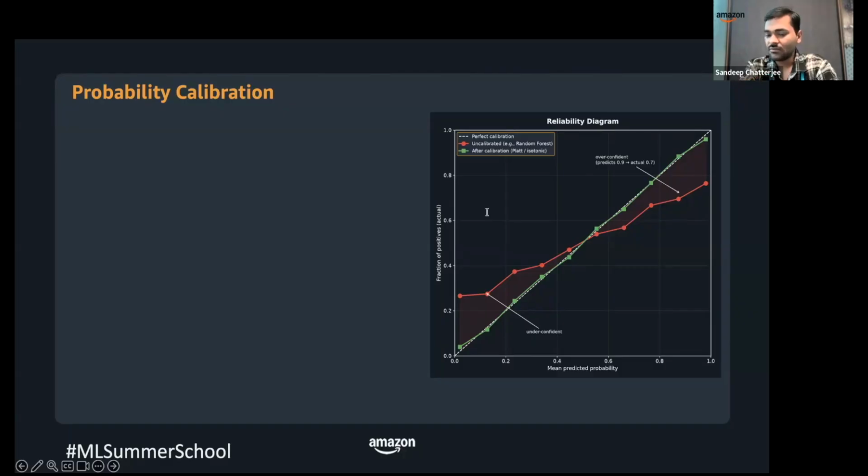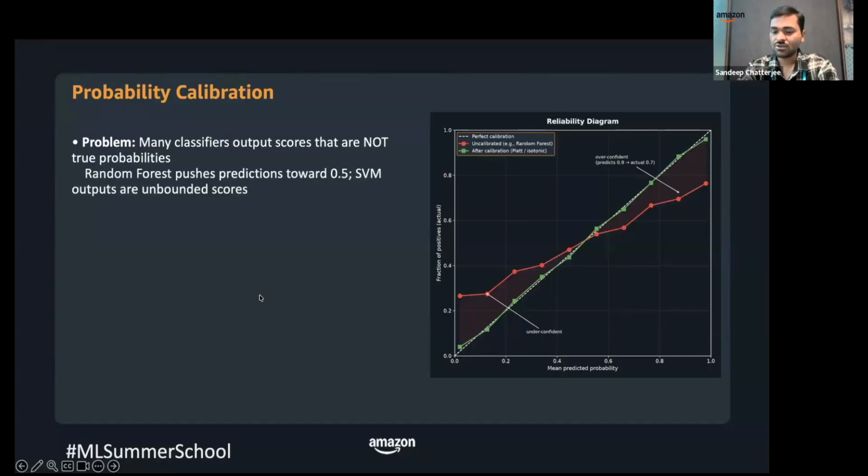Take a random forest, for example. If it outputs a 0.7, what does that mean? That just means 70% of the trees voted yes. It doesn't mean the probability is 0.7, right? It naturally pushes predictions toward the middle, 0.5, because it's an average of the crowd. On the other hand, support vector machines are even worse in this regard because they just output raw distances from the decision boundary, from the support vectors. So if you hand those raw scores to a business stakeholder and call them probabilities, you are going to be in trouble.